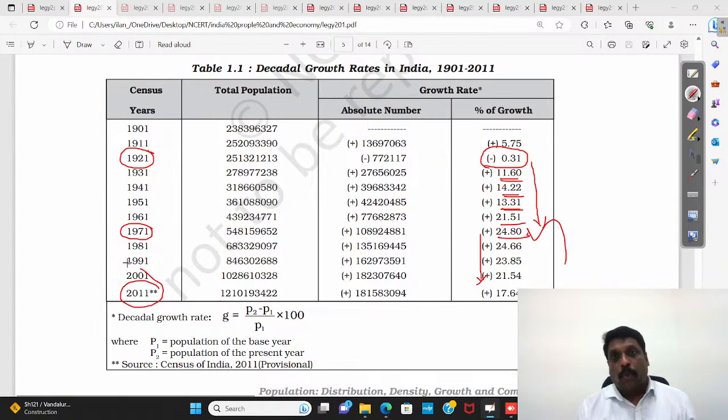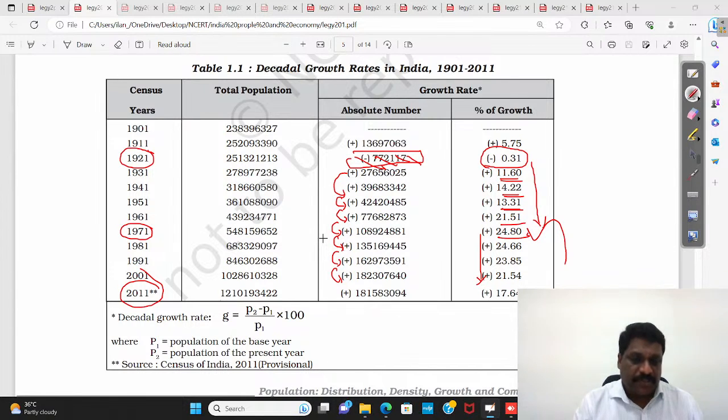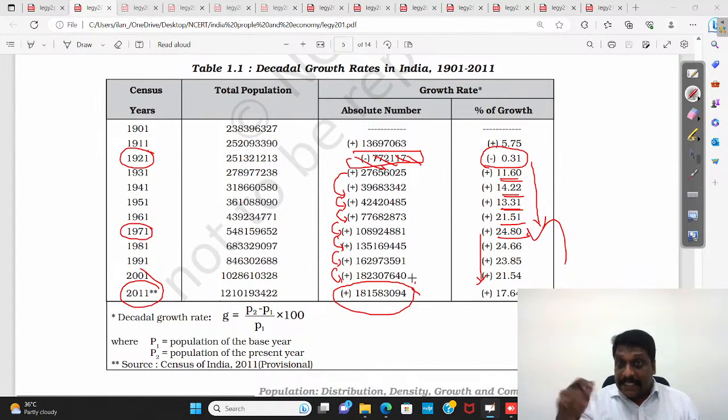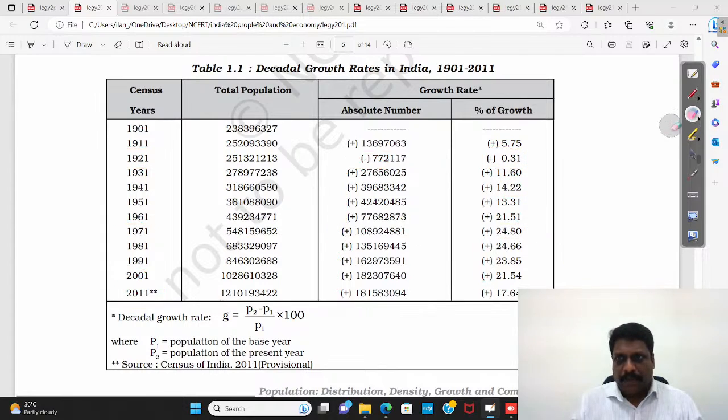2011 was another watershed year. Why? Barring the exception of 1921, in every census the number of people added was more than in the previous census. 2011 is the first time when the number of people added was actually less than in the previous census. So whatever I have marked are some of the very important watershed years of the census: 1921, 1971, 2011, and so on.